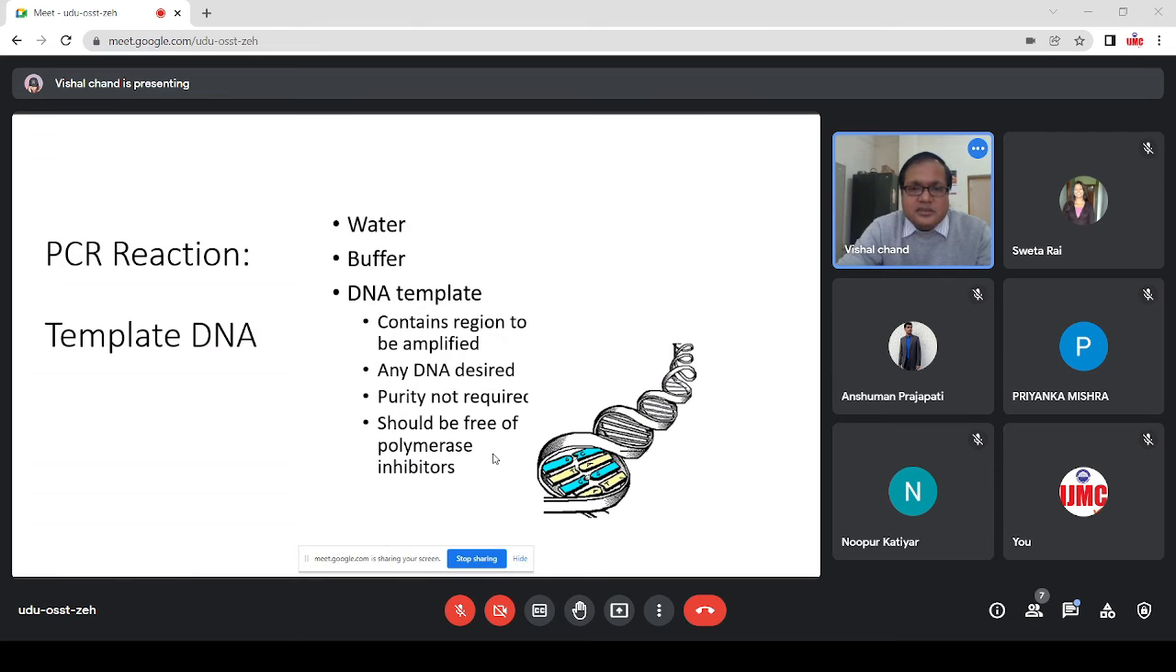DNA template contains the region to be amplified. Any DNA desired can be used, purity is not required, but it should be free from polymerase inhibitors. So whatever the DNA template is, we have to take great care that it is free from polymerase inhibitors, because many DNA templates come along with polymerase inhibitors. So we always try to ensure there are no polymerase inhibitors. Otherwise, the DNA polymerase enzyme will not work, and amplification will not be done.